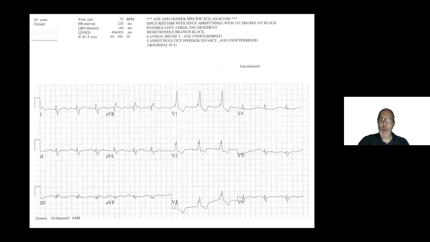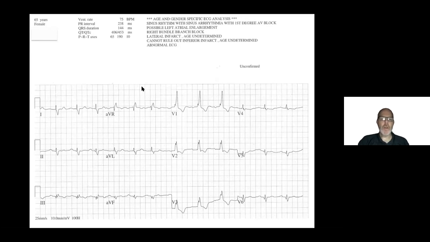Here's another right bundle branch block. Again, this one looks yet a little bit different, only because it's a different patient, right? If you could run the same EKG on the same patient, it would look a little bit different every time. Change your leads and all bets are off. If your leads are not on correctly to begin with, then there are no bets to begin with. So this is just a different looking right bundle branch block.